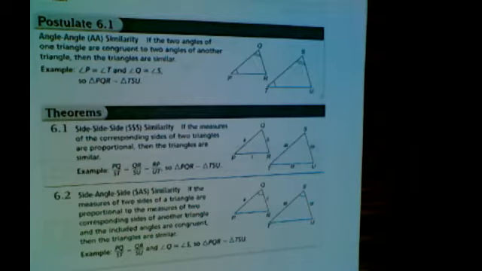Okay, hi guys. So we are getting ready to do 6.3. Yesterday we did 6.2, which was similar polygons. 6.3 is similar triangles. So we have some cool stuff about triangles that we can do with similarity. So the first thing is this postulate 6.1 called AA similarity.